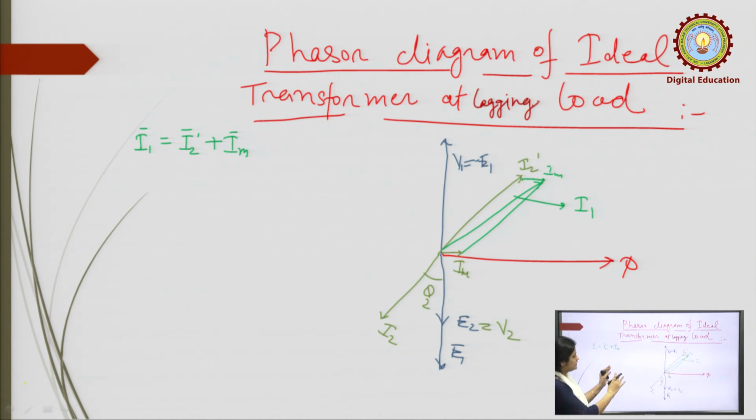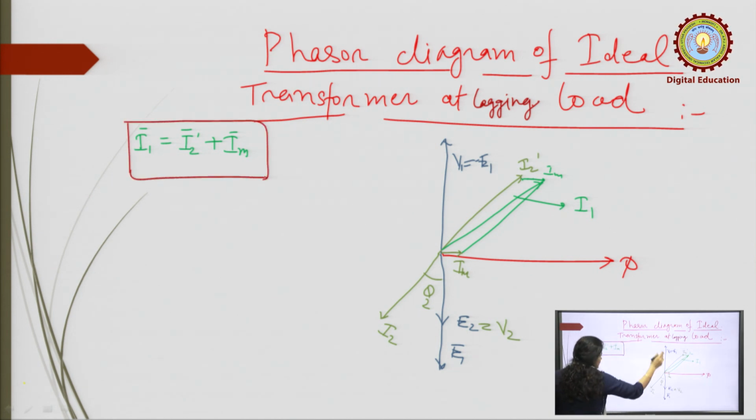Okay. So, this is the phasor diagram of an ideal transformer at lagging load. Now, we will discuss, and also you can draw the phasor diagram at leading load also. In that case, you just take the I2 which is leading with the voltage V2 and then the phasor sum of Im and I2 dash. Okay, you can draw this also, and this is the I1 current.